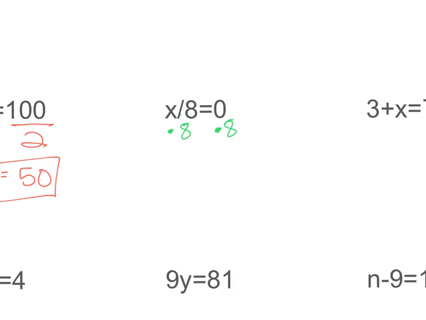Okay, so we've got divided by, the opposite of divided by is multiply, so now I'm left with x equals 0 times 8, which is 0. That's why it might have been tricky, because we actually ended up with 0. Remember, anything times 0 is 0.